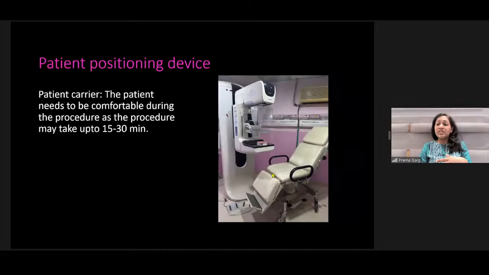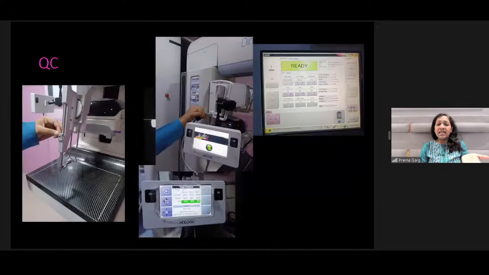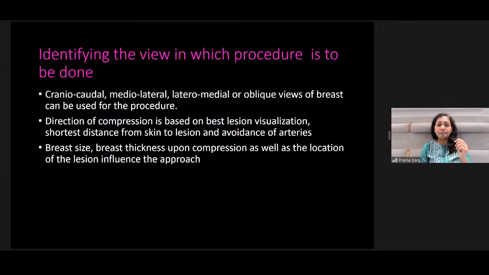The patient needs to be comfortable, so there needs to be a recliner, and the patient can be seated on a recliner for the duration of the study. Then the monitor, which will help us calculate the depth of the lesion based on the principle of stereotaxis. Before starting any kind of stereotactic procedure on the stereotactic unit, you need to do a quality control to ensure the lesion is targeted adequately.